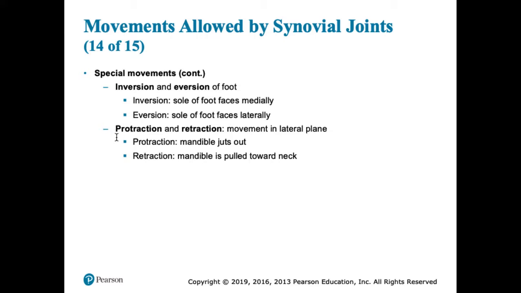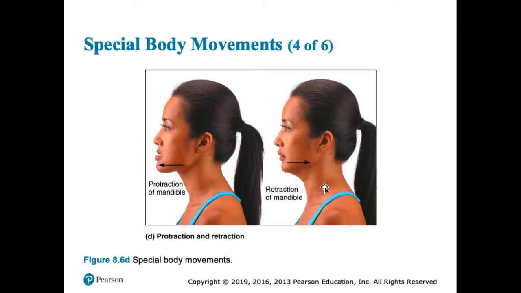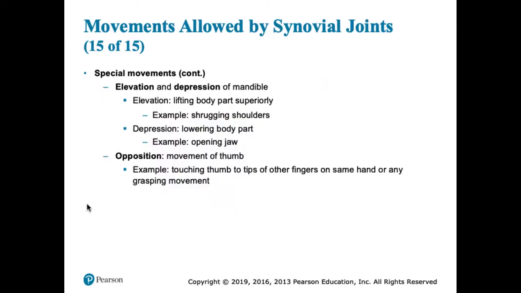And you also have protraction and retraction. Protraction occurs when the mandible juts out, and retraction when the mandible is pulled towards the neck. So this is that inversion, and this is that eversion. And then the protraction of the mandible coming forward, and then the retraction of the mandible coming back.